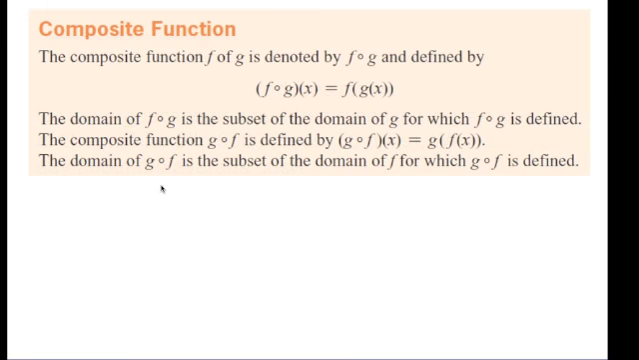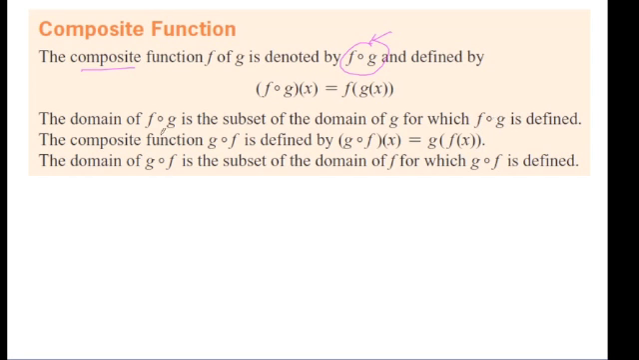Now we need to talk about composite functions. The composite function f of g is defined by f of g. Notice this is an open circle, not filled in like a multiply sign, which is defined by f of g of x equals f of g of x. The domain of f of g is the subset of the domain of g for which f of g is defined.